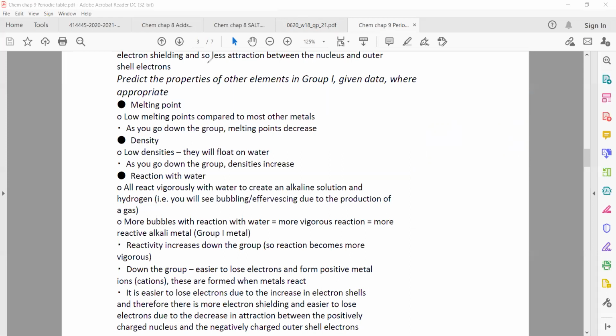So when we go down the group, the reactivity increases, and when they react, for example, when lithium reacts with water, it will form lithium hydroxide. So if we add an indicator, it will turn blue.